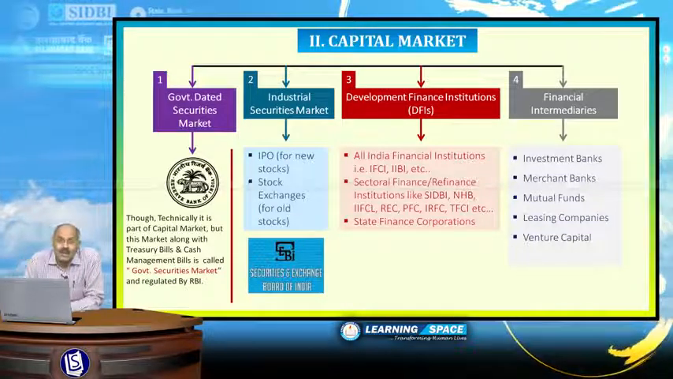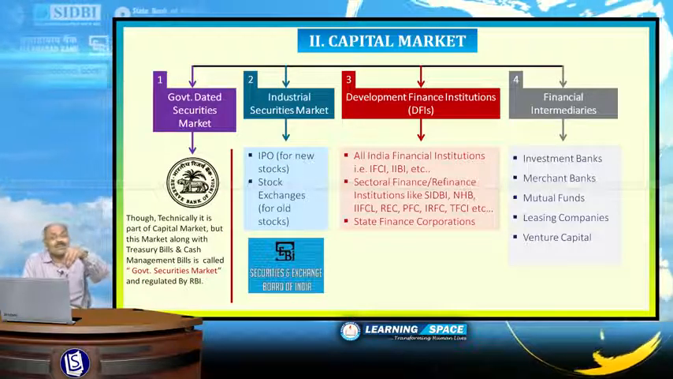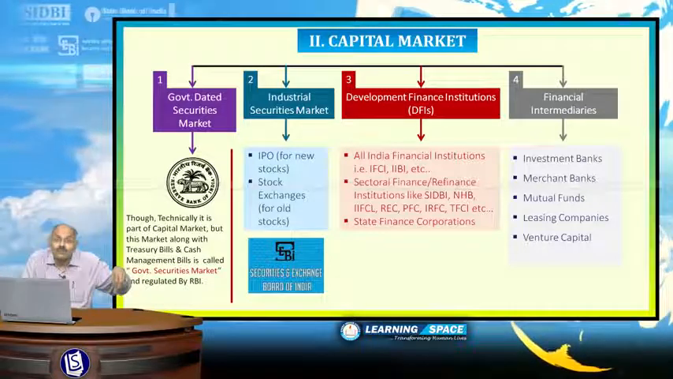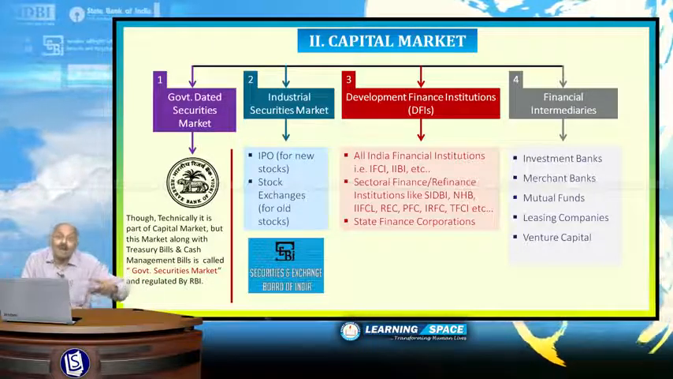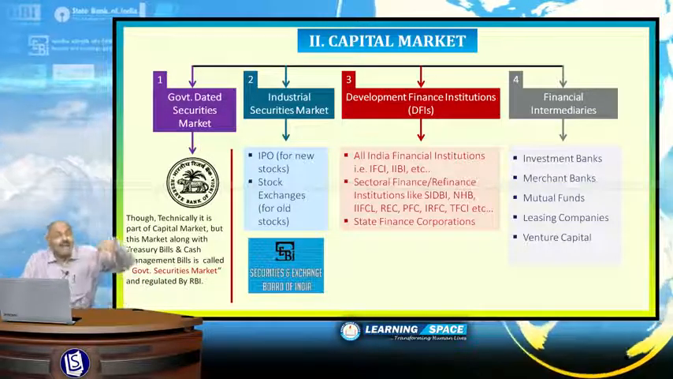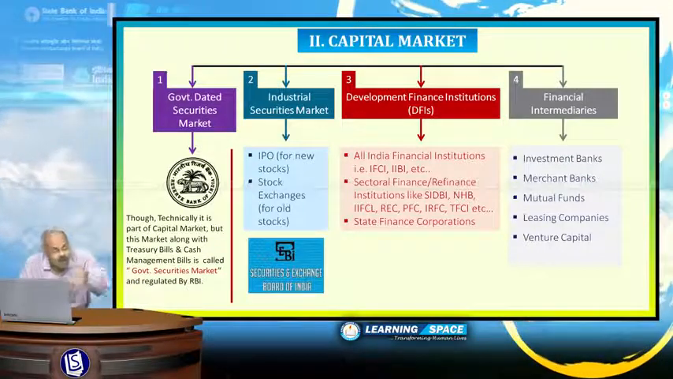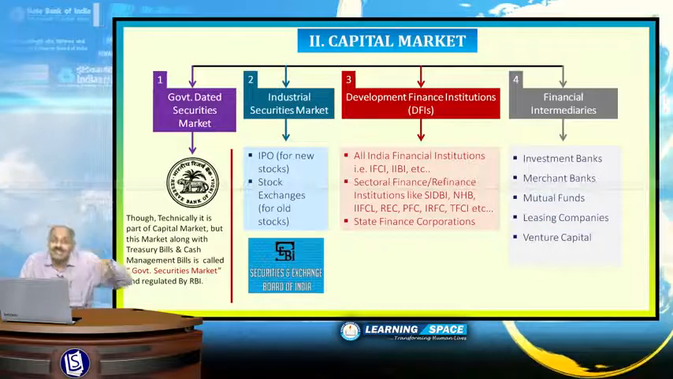Government dated securities market, please don't forget, is basically government bonds. Central government issues bonds and RBI will act as intermediary, and RBI is the regulator. So, that is part of capital market, but normally this is called the government securities market.